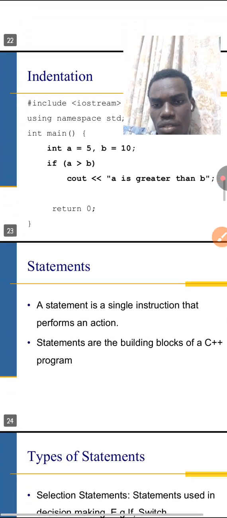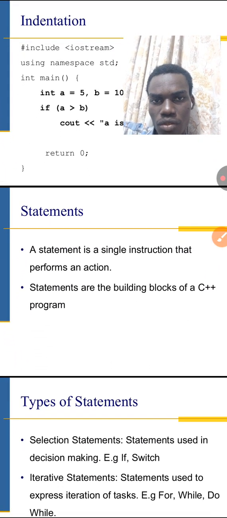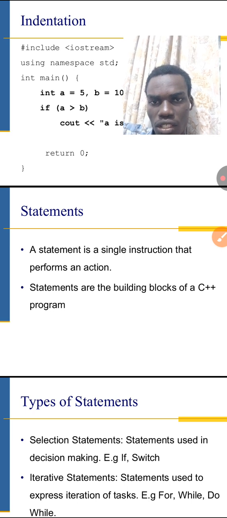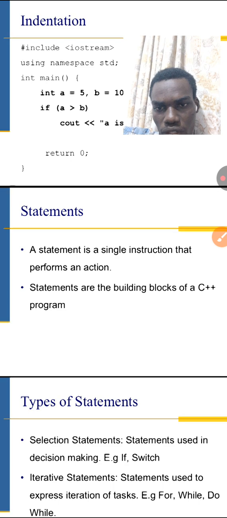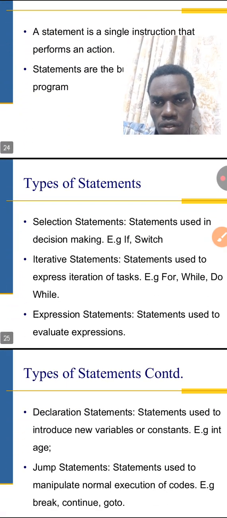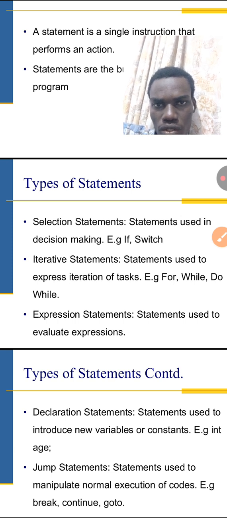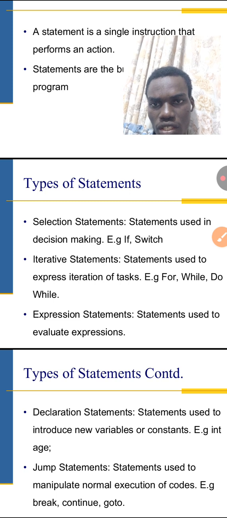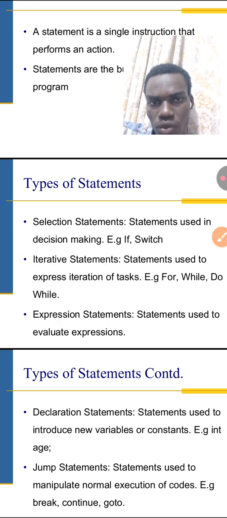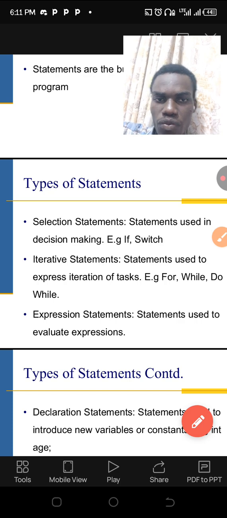Now let's look at statements. A statement is a single instruction that performs an action. Statements are the building blocks of C++. Types of statements: we have the selection statement, used in decision making with the if and switch. And you have the iterative statement, used to express iterative tasks with the for, while, do while.